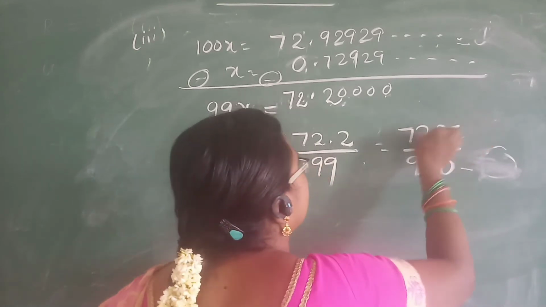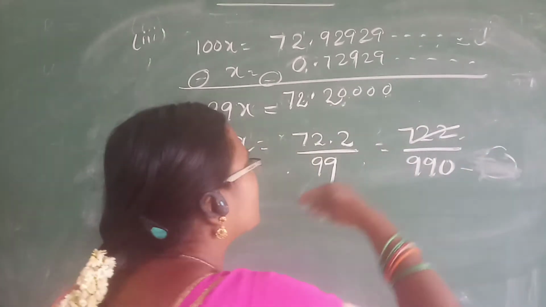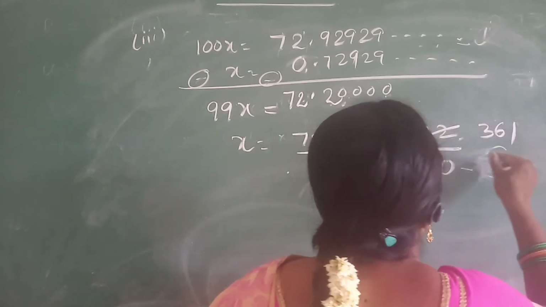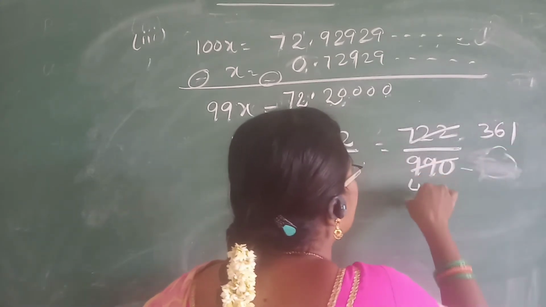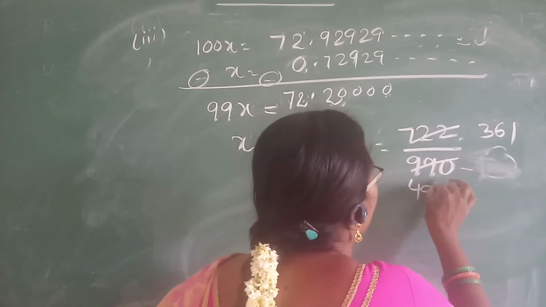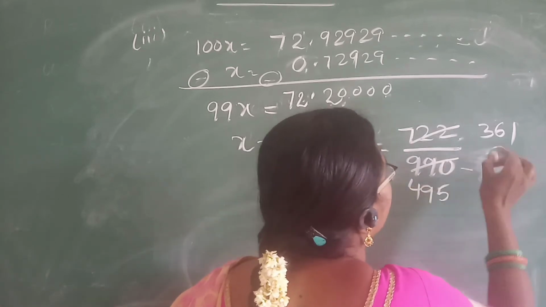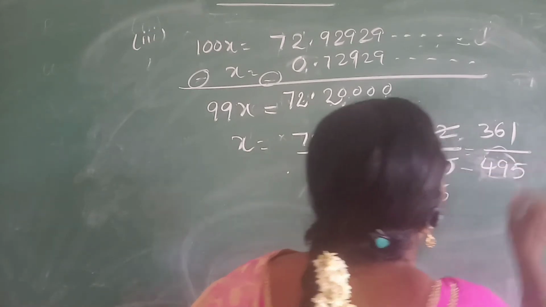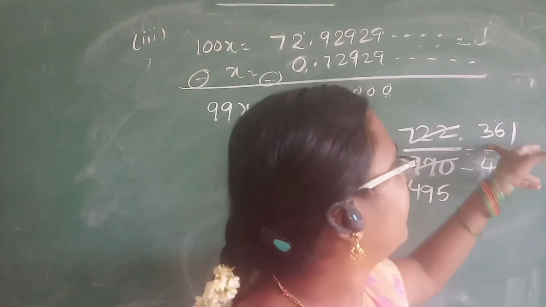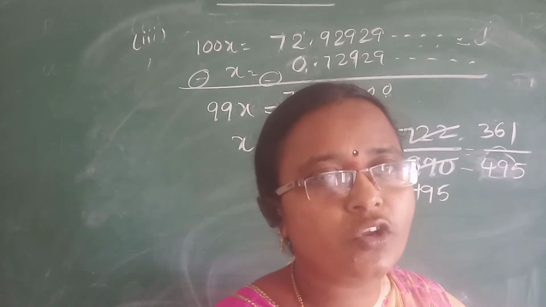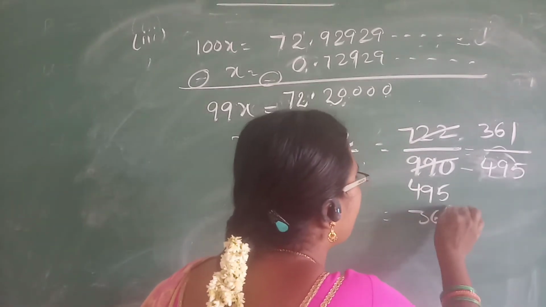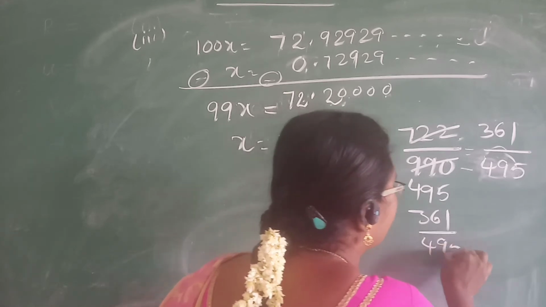So 2 3s are 6, 2 6s are 12, 2 1s are 2, 4s are 8, 2 9s are 18, 1 5s are by 495. So as these are both co-primes to each other, we shall stop here. The answer will be 361 by 495.